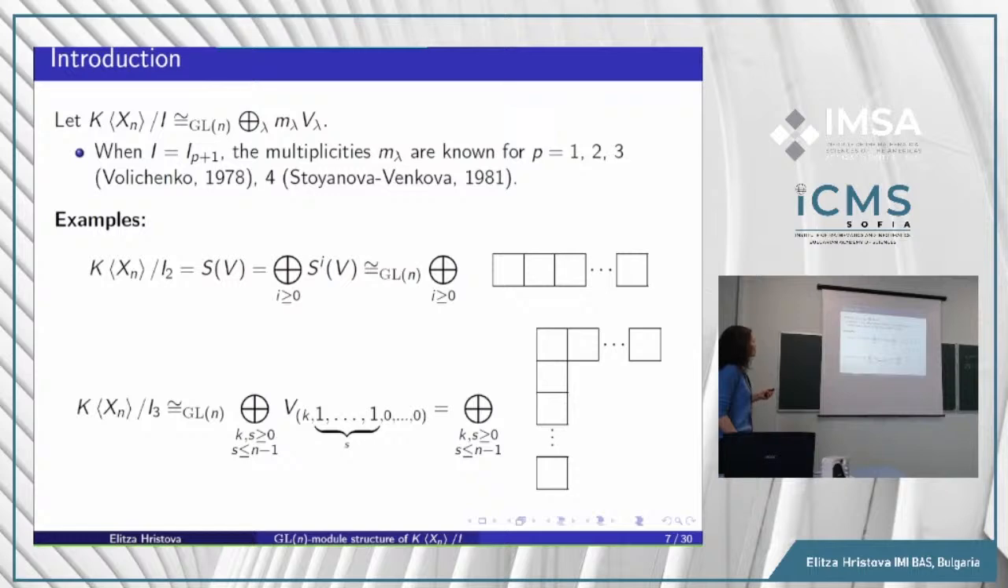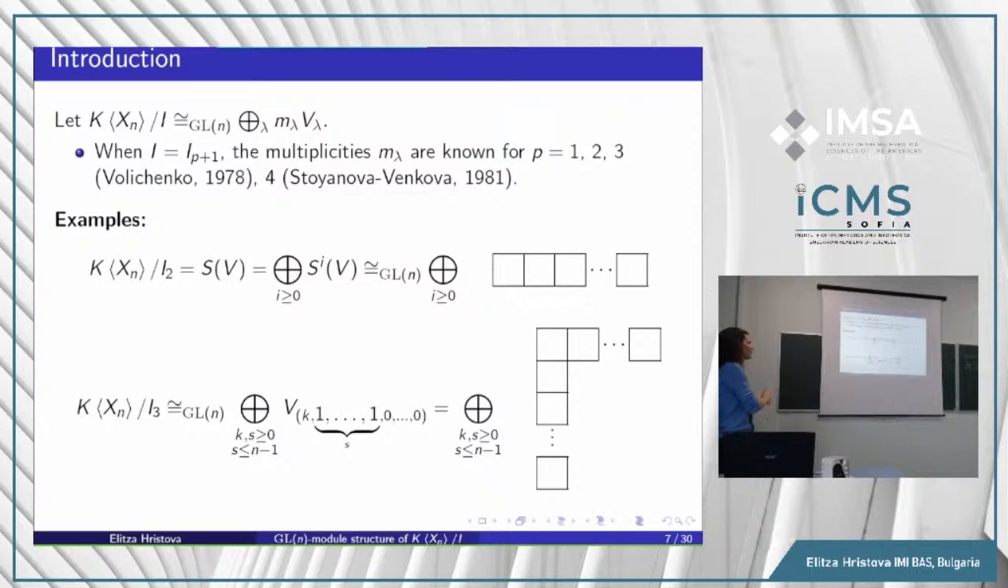So if we have an ideal generated by long commutators, then these multiplicities are known in the cases when p is 1, 2, 3, or 4. The first three cases I have given here. So if we take K of Xn mod the ideal generated by double commutators, as we said, this is the symmetric algebra, which is the direct sum of all symmetric powers of V.